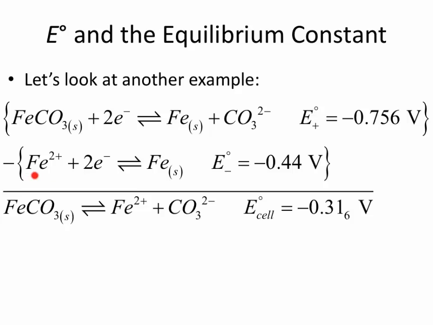Now note here that really this reaction is occurring the other way. We have our solid iron going to iron 2. And that means that our overall reaction then is our solid iron carbonate reacting to give us iron 2 plus carbonate. And our E naught cell there is then going to be negative 0.31 volts.